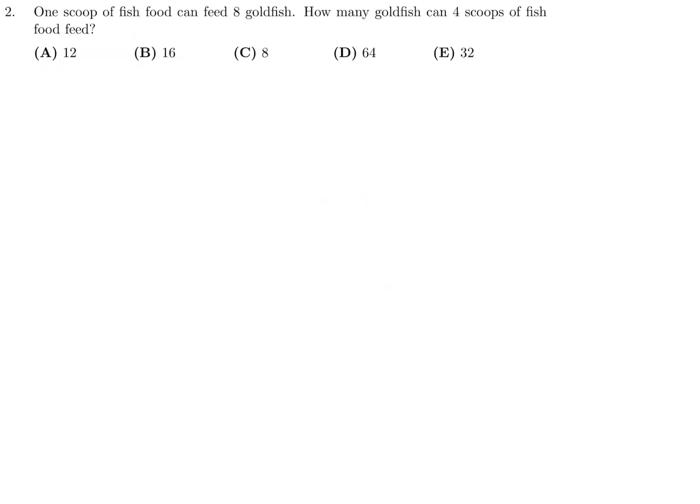1 scoop of fish food can feed 8 goldfish. How many goldfish can 4 scoops of fish food feed? So we have 1 scoop can feed 8. So we want 4 scoops, and they want to know how many goldfish can you feed with that. So if you cross multiply, you get x is equal to 4 times 8, and therefore x is equal to 32. So number 2, the answer is E.